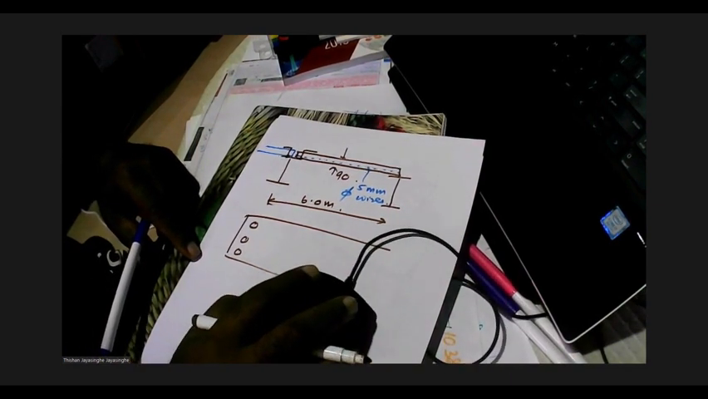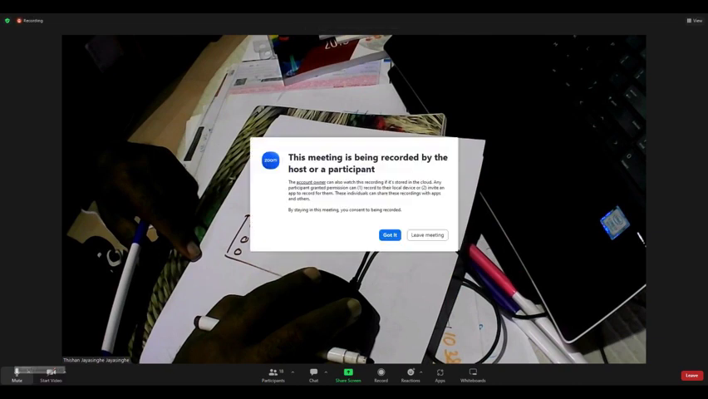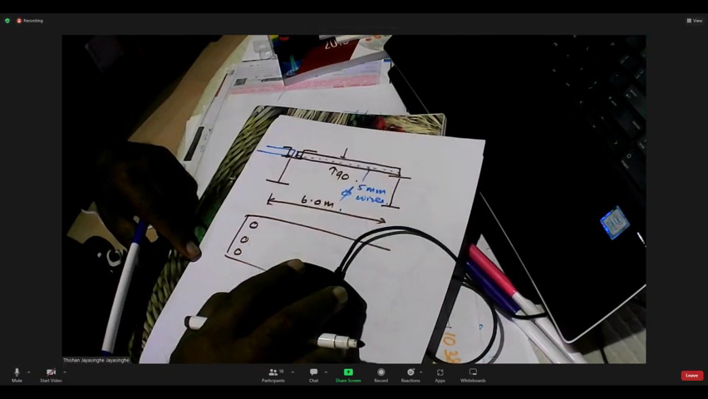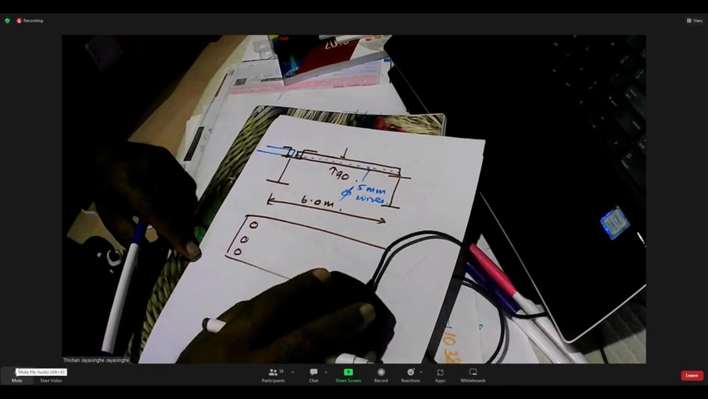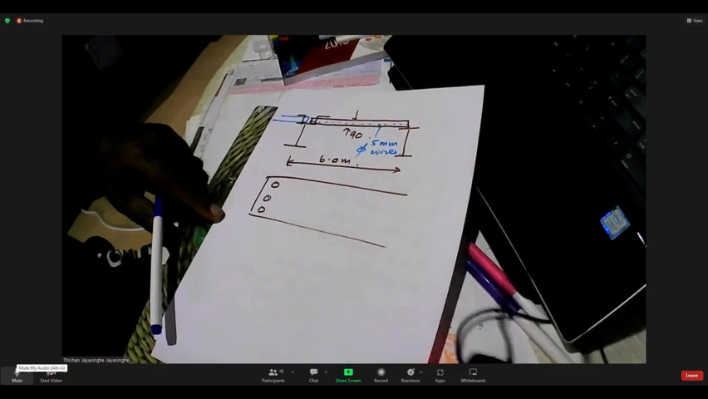Who is recording? You are recording. Recording in progress. You are recording using some software? All right.